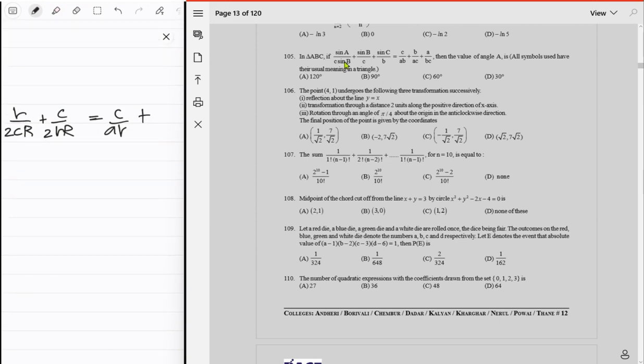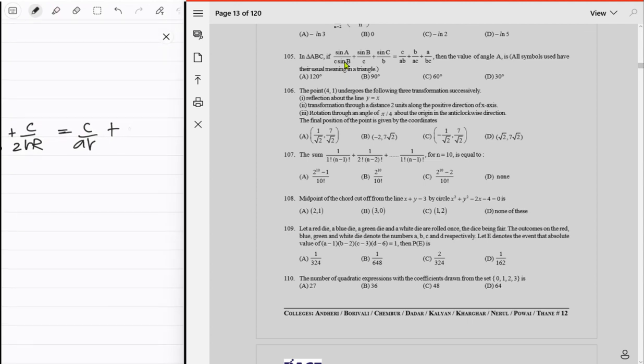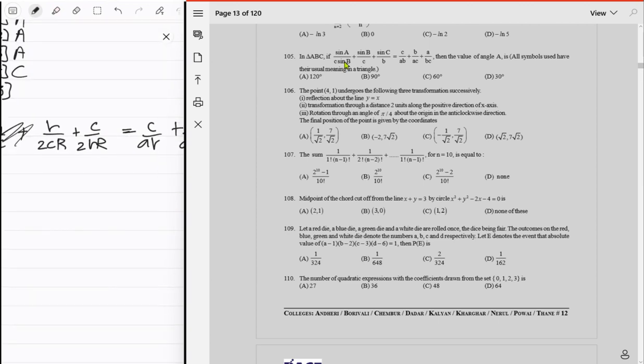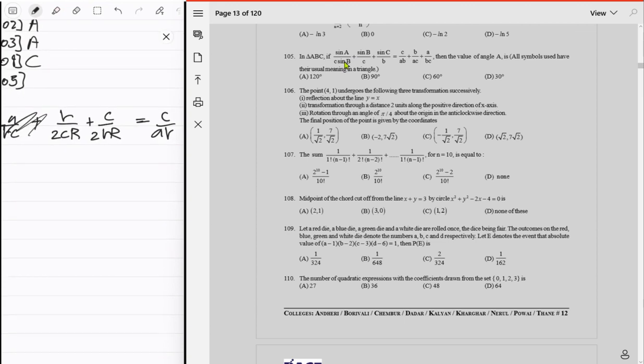Just b upon 2... oh yeah, okay, equal to c upon ab plus b upon ac, I believe. A upon b is gone. So now abc, I guess. God, this is getting very weird.